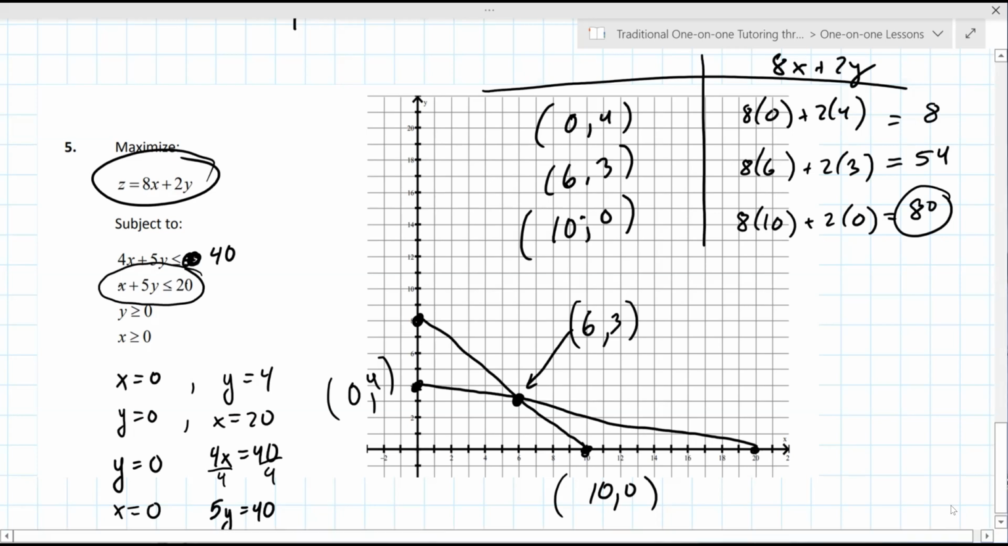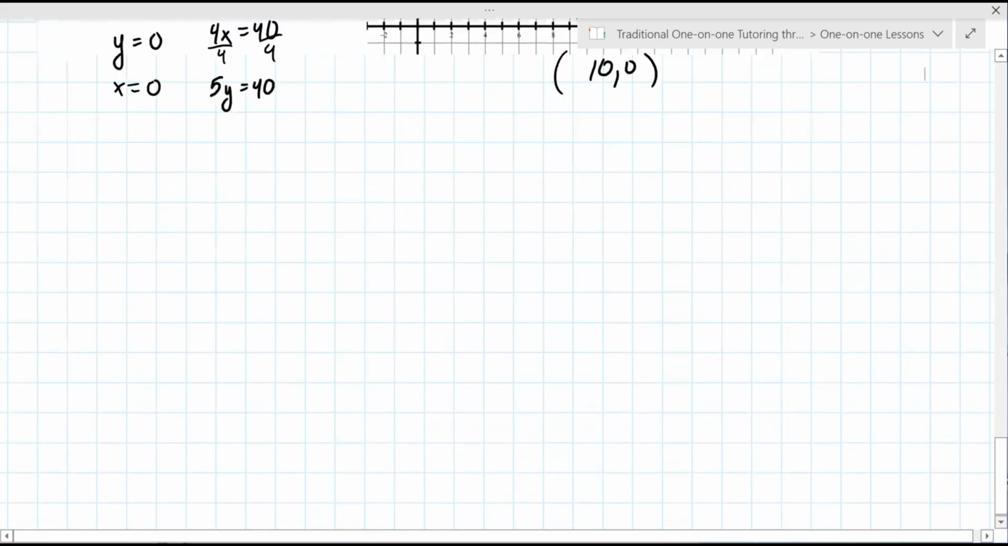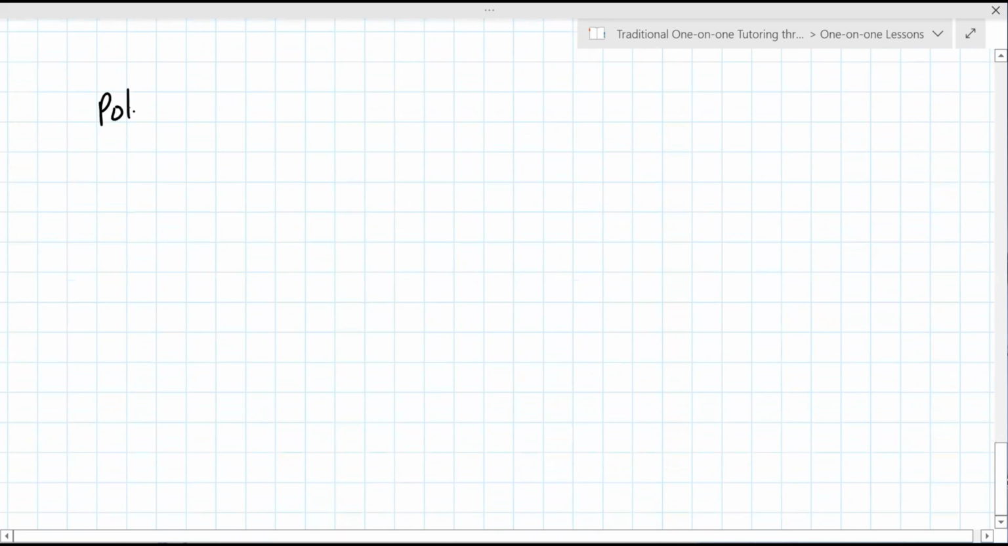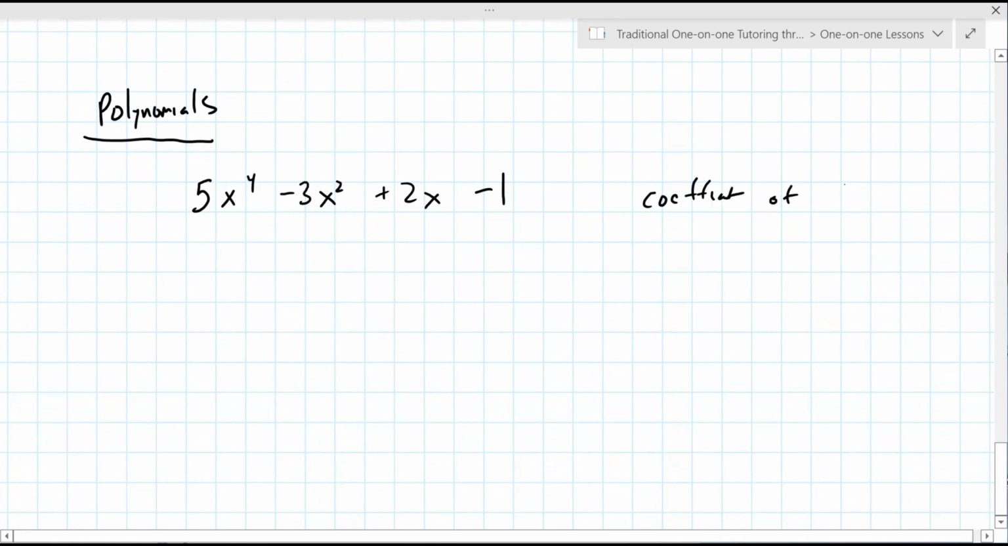Okay, let's move to a new topic here. Let's talk about polynomials. So we're restarting the lesson here, or you're restarting a chapter or unit in your book. So what you're used to maybe is something like this, like 5x to the fourth minus 3x squared plus 2x minus 1. And I could ask you for what are the coefficients of the polynomial?